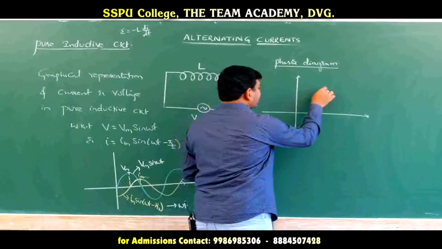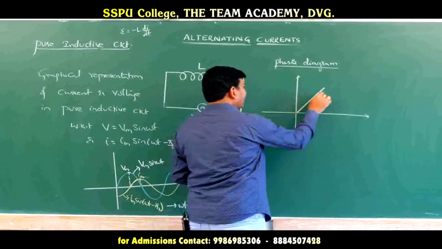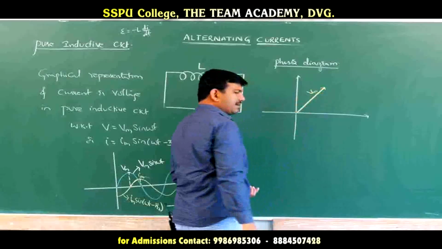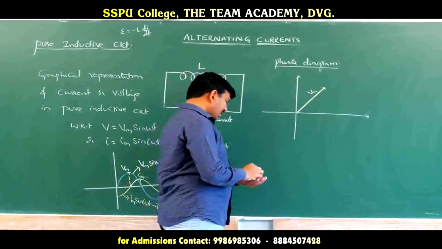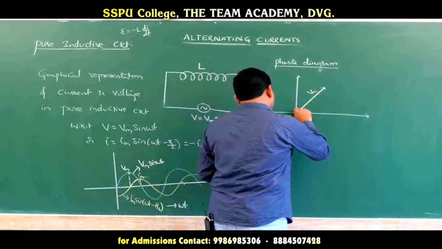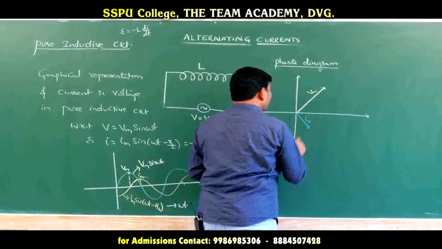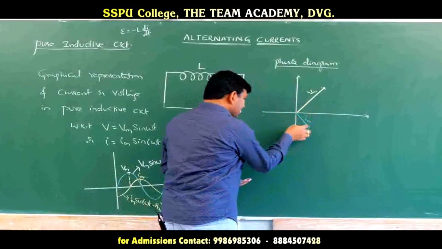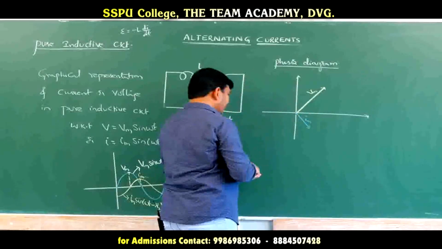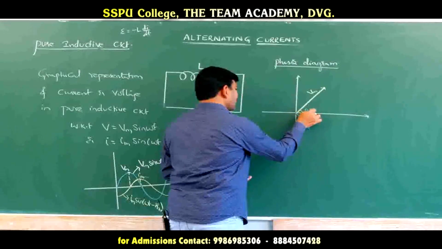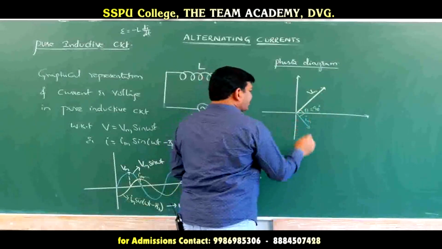So if this is the voltage axis and this is its peak value, from here to here it is Vm, the amplitude of voltage. Current is lagging by 90 degrees. This is current and its amplitude is Im, and voltage is leading current by how much angle? 90 degrees. So this is equal to 90 degrees, or this is omega t.